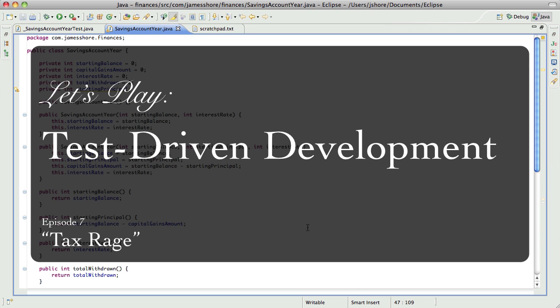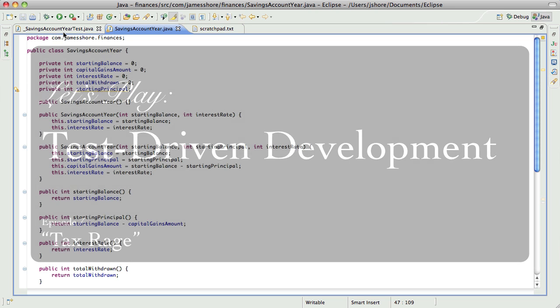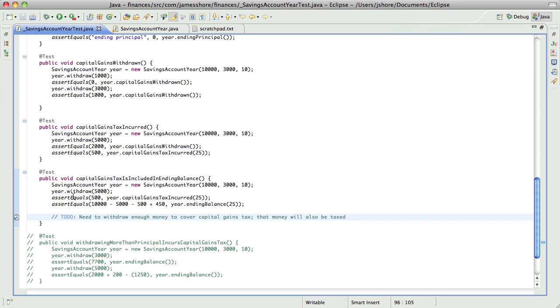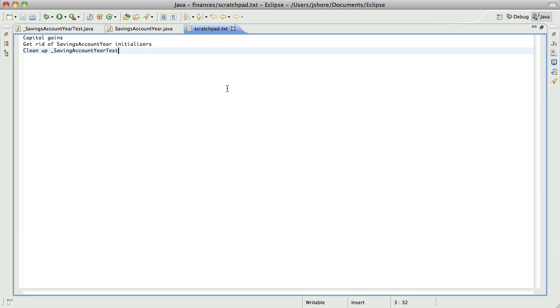When we left off last time, we had just finished getting a basic capital gains tax calculation in place. But as you can see right here, we didn't actually do it right. And let me show you what I mean by this.